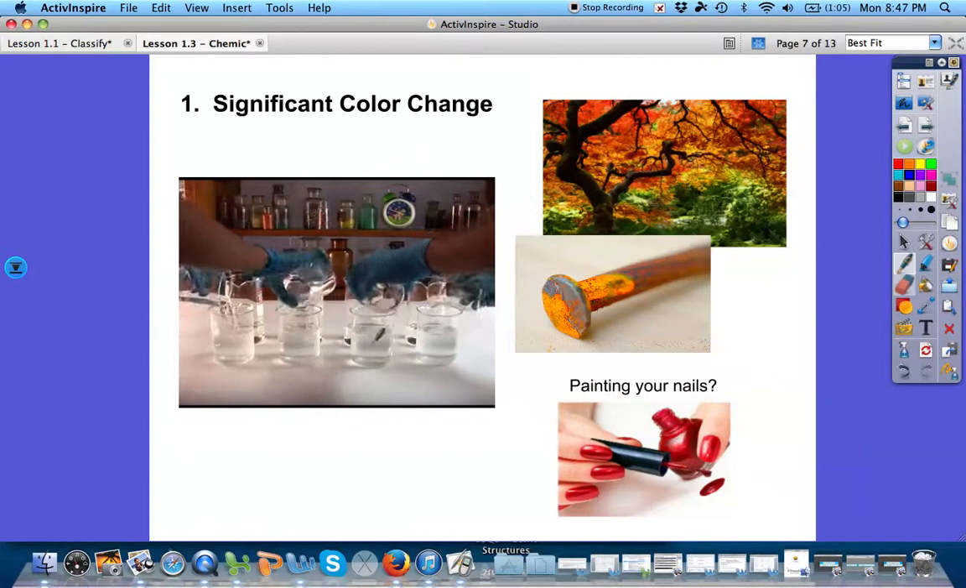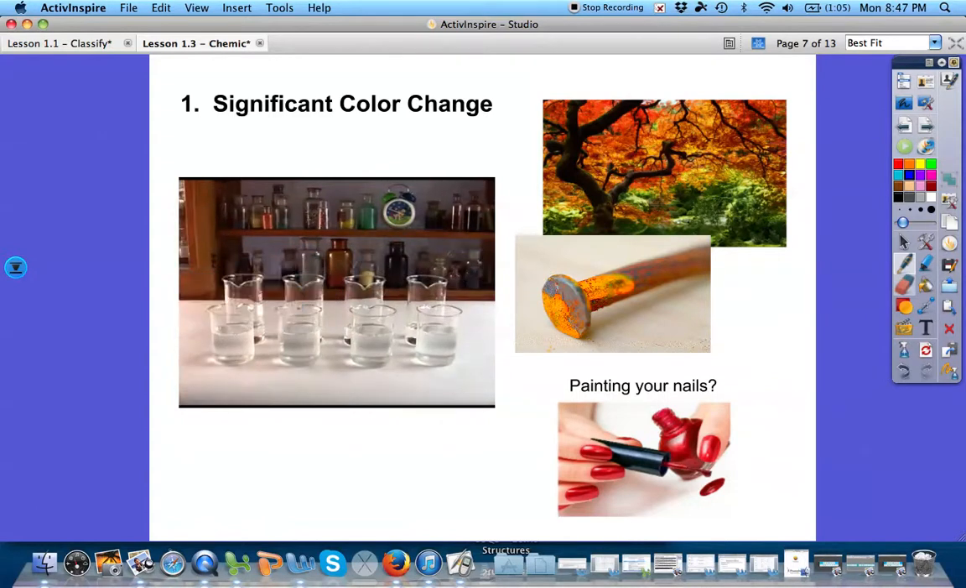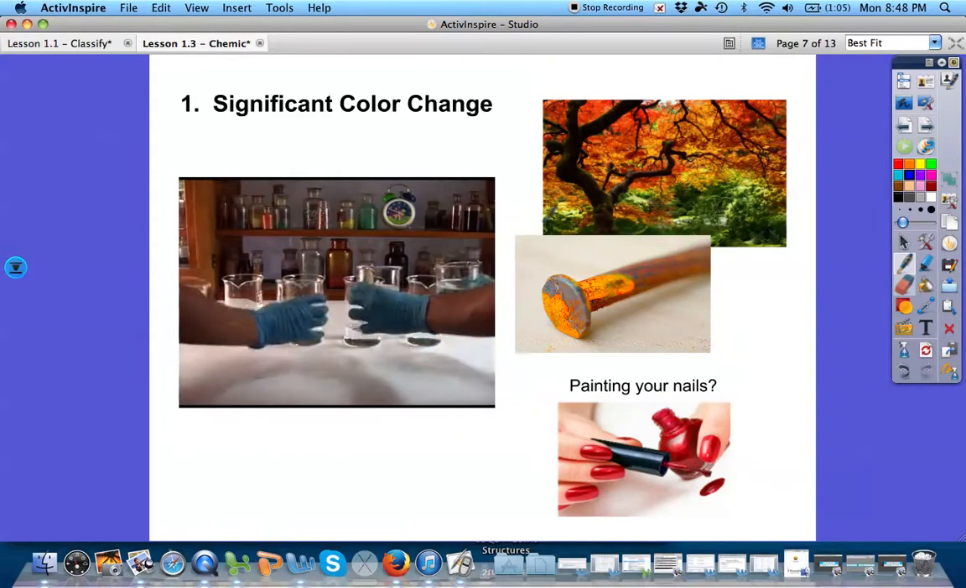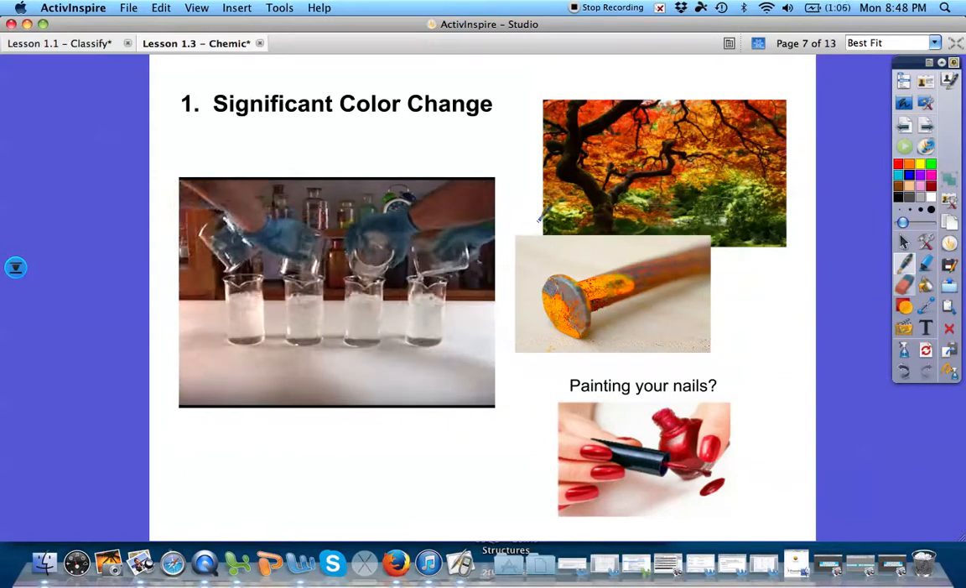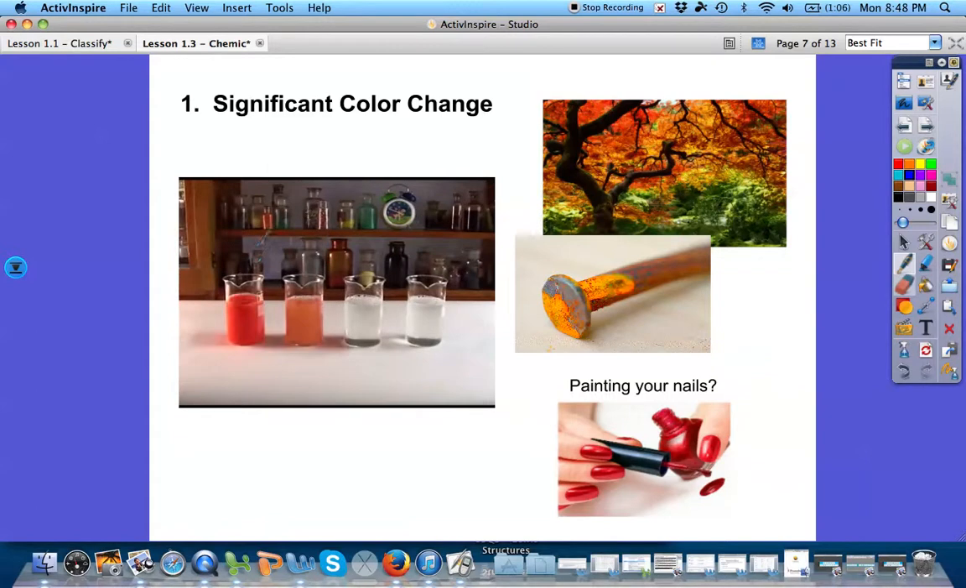So here in the video, they have 3 different beakers of clear solution, and as they pour them together, a chemical reaction is taking place, changing from clear to the red color, and then the red to the dark purple or black color. We have 2 different chemical reactions that are occurring to cause this color change. That significant color change is an indicator of a chemical reaction.